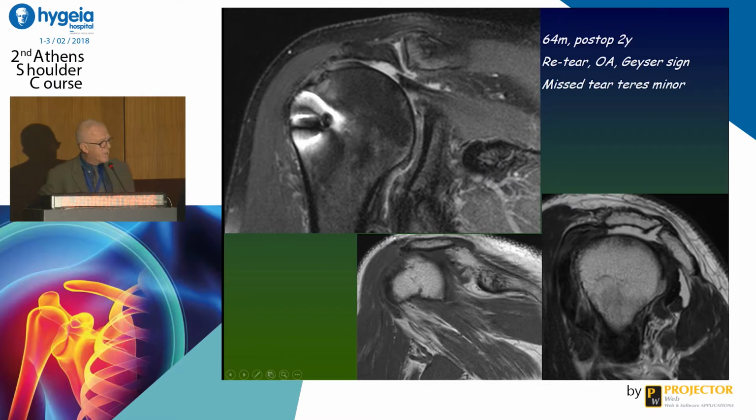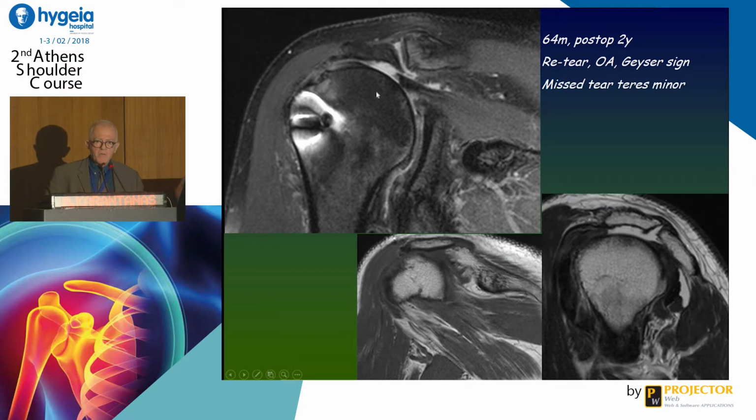Here is a patient who was operated on 2 years before this imaging. He had a retear because of 8 hours working throughout the weekend in the garden, and we see a retear of the supraspinatus tendon. You can see here that there is a free communication of the fluid with the subacromial bursa and then the fluid enters into the acromioclavicular joint. This is called the geyser sign.